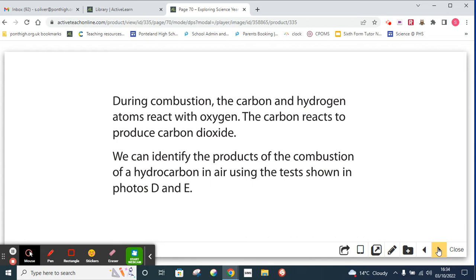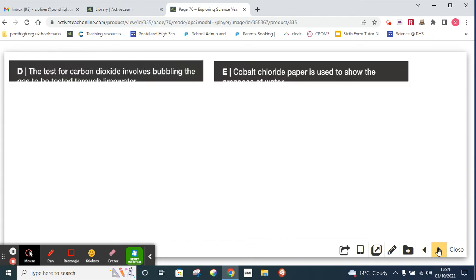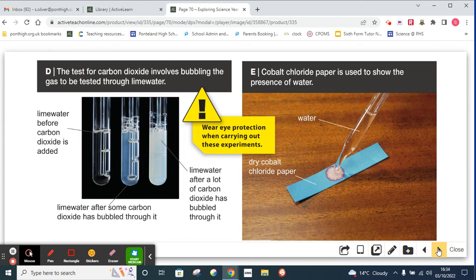We identified the products of combustion of a hydrocarbon using the tests shown in the next couple of photos. Here they come. So the test for carbon dioxide is when you bubble it through lime water, the lime water forms a white solid, and we call that white solid a precipitate. Sometimes you might say it goes cloudy. So the test for carbon dioxide, you bubble the gas through lime water and it goes cloudy.